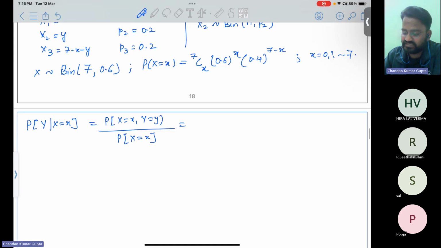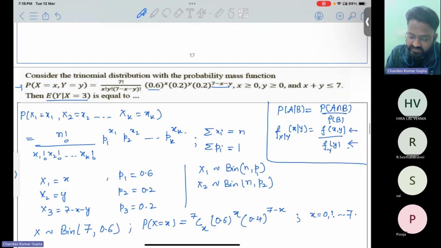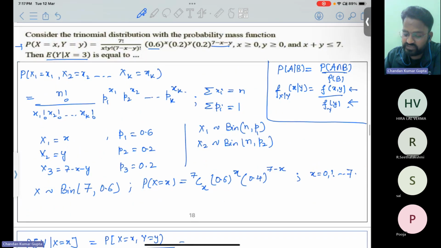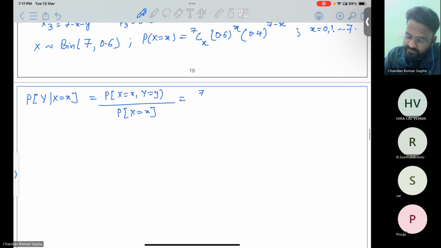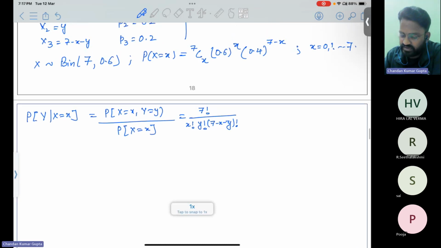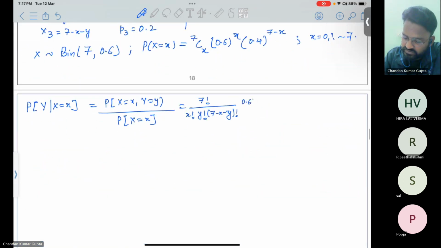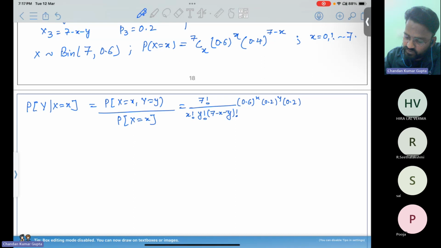The general form is given like this: the trinomial 7 factorial upon x factorial, y factorial, 7 minus x minus y factorial, times 0.6 to the power x, 0.2 to the power y, 0.2 to the power 7 minus x minus y.